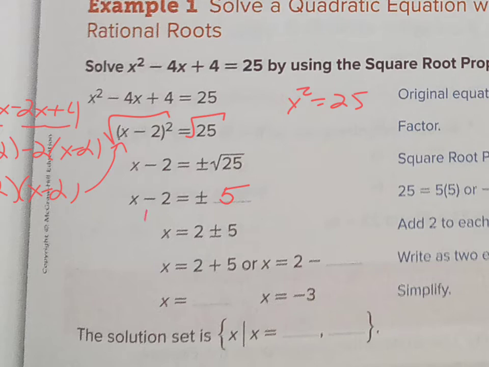We're going to add 2 to the other side. And so now we have this statement right here. So are we okay with that? We see where all that goes? Now you need to simplify as far as you can. So this is coming up with 2 separate equations. One of them is 2 plus 5. The other one is 2 minus 5. Do we see where those come from?